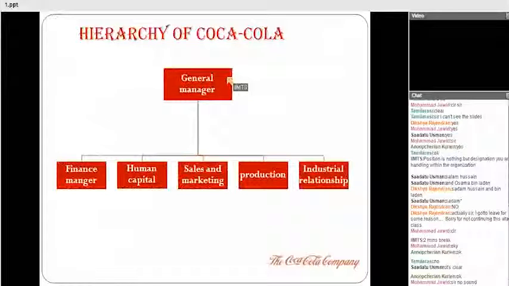Then the hierarchy of Coca-Cola in Pakistan. The general manager is sitting at the top. Under the general manager, there is a finance manager, human capital, sales and marketing, production, and industrial relations.